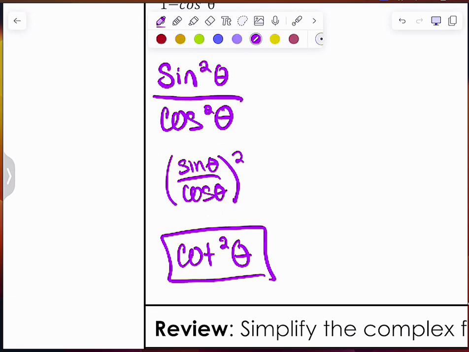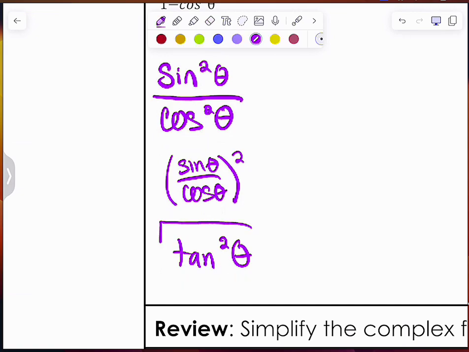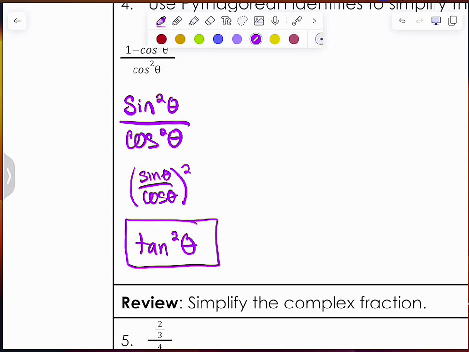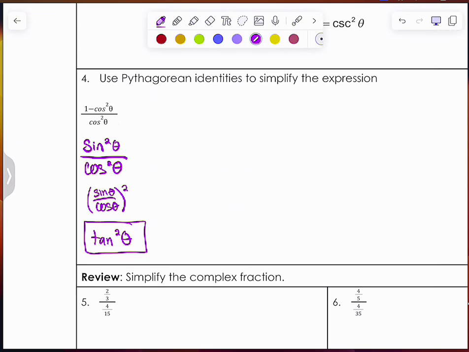No, I did that backwards. Tangent. It's tangent, not cotangent. Oh my God, you guys. My brain stopped working. I'm back. It's fine. Questions about that?